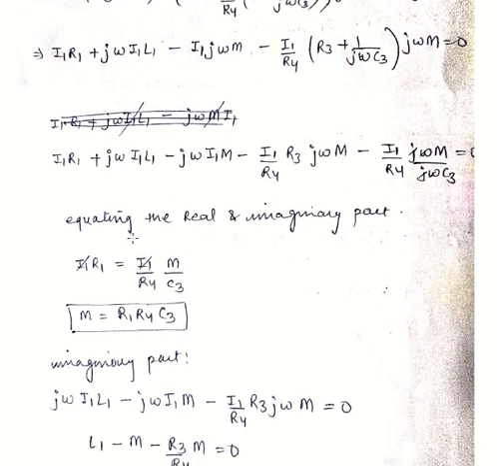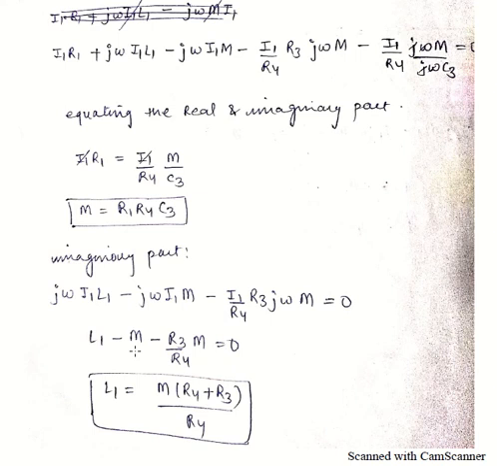Now by equating the real and imaginary parts, from the real part we will be having I1 R1 and this term I1 by R4 multiplied by M by C3. So from the real part we will have M equals R1 R4 C3. And by equating the imaginary part we will have j omega I1 L1 minus j omega I1 M minus I1 by R4 multiplied by R3 j omega M equals 0.